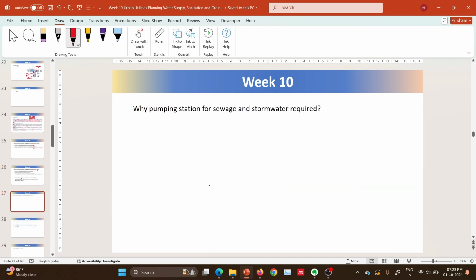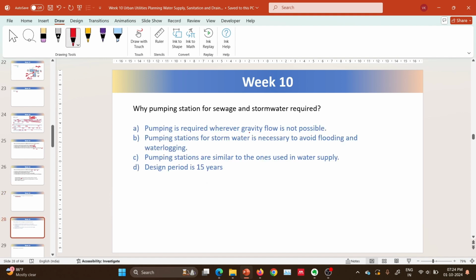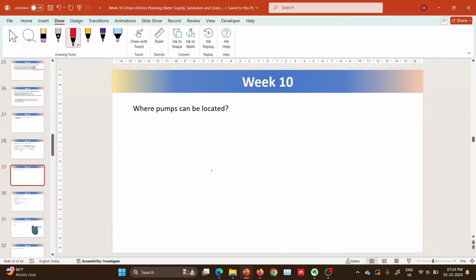Let me understand why pumping stations for sewage and stormwater are required. What is the need of a pumping station? Pumping is required wherever gravity flow is not possible. Pumping stations for stormwater are necessary to avoid flooding, that we understood. Pumping stations are similar to the ones used in water supply. Same thing. Where can pumps be located?